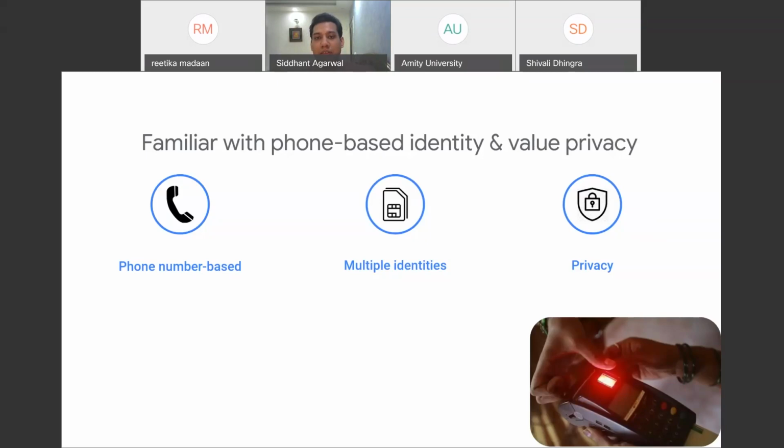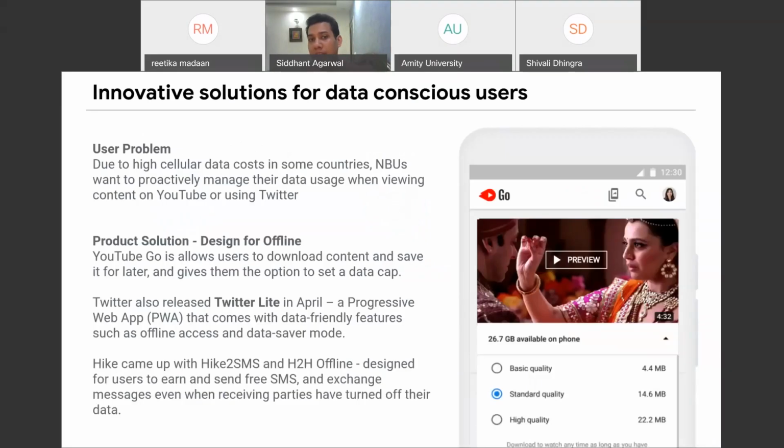So let me take a crack at it and decipher how you would do it. These are some of the examples and case studies that companies experimented with to solve this kind of situation. They came up with innovative solutions for data conscious users. We know that due to high cellular data costs, at least in India the costs are low, but there are many countries out there where cellular data costs are exorbitant. So how do you proactively manage data usage when viewing content on YouTube or Twitter?